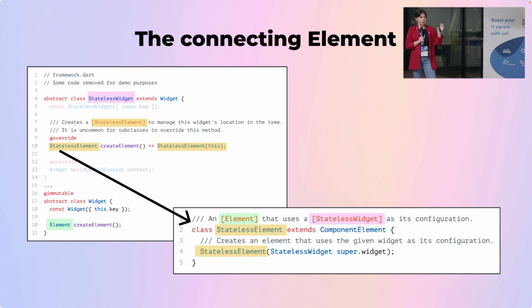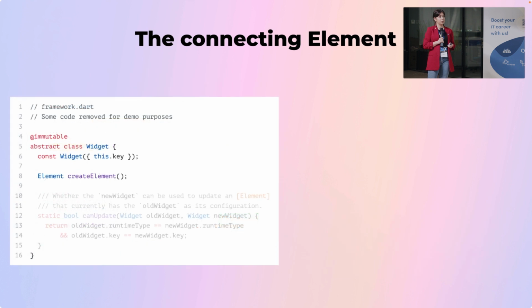So to understand, elements are mutable and their life cycle is much longer than the widgets. So they're not created every time the build method is called, but widgets are. And widget is just like a data class that's passed to the stateless element as its configuration.